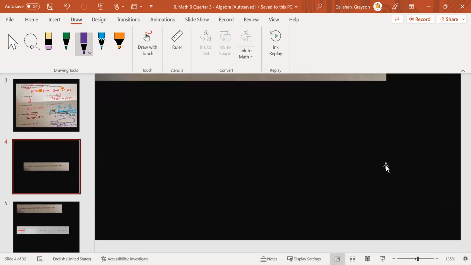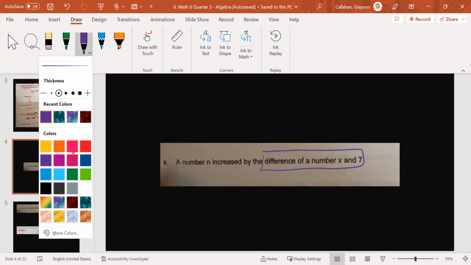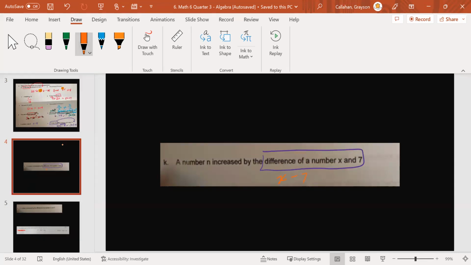Okay, next question. I'm leaving in about 6 minutes, so. N times X minus 7. What would that look like? The difference of a number and X. X minus 7. Mm-hmm. And then you work from this side.